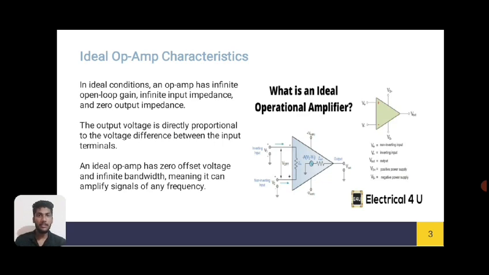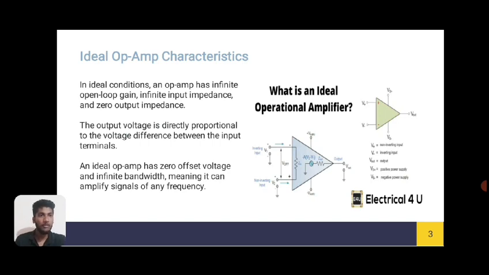Ideal op-amp characteristics. In ideal conditions, an op-amp has infinite open loop gain, infinite input impedance, and zero output impedance. The output voltage is directly proportional to the voltage difference between the input terminals. An ideal op-amp has zero offset voltage and infinite bandwidth, meaning it can amplify signals of any frequency. So what is an ideal operational amplifier?